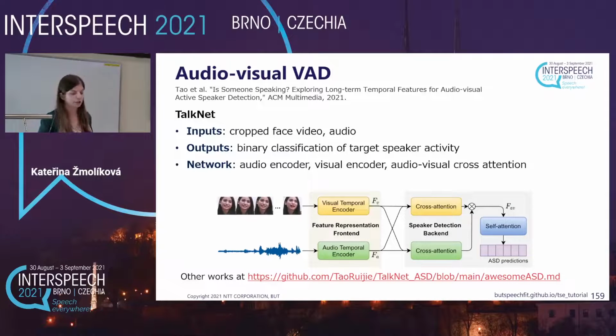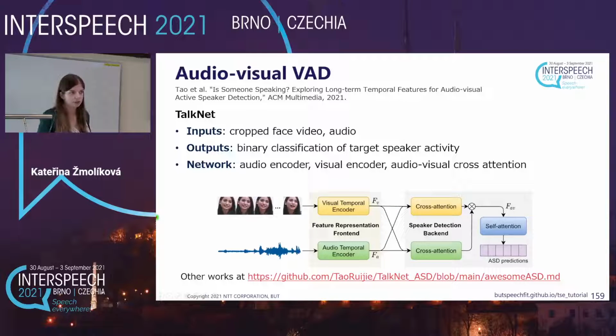Since we also covered visual clues in this tutorial, I will also mention that there are diarization or voice activity detection approaches that also make use of the visual clue. One particular example is a method called TalkNet that on the input has a cropped face video of the target speaker and the input recording, and the output should be a binary classification of each frame saying whether the target speaker is active or not. The model basically consists of a visual encoder, an audio encoder, and a part that combines both streams using cross attention.